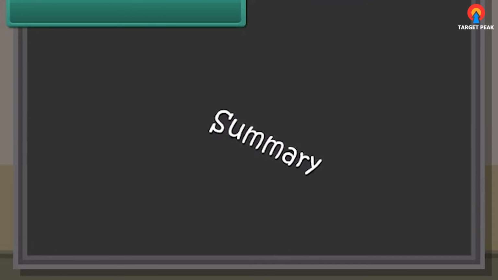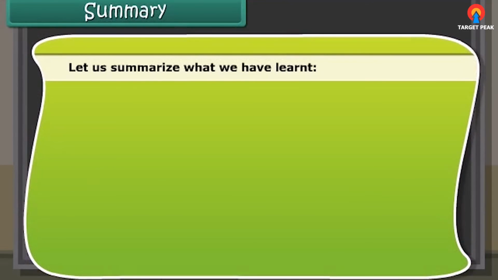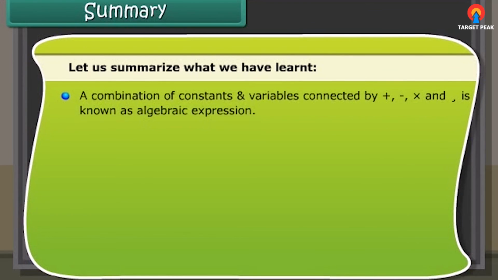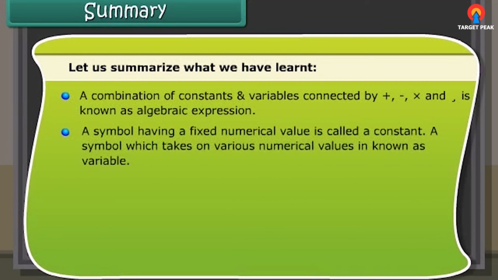Summary. Let us summarize what we have learned. A combination of constants and variables connected by plus, minus, times and division is known as an algebraic expression. A symbol having a fixed numerical value is called a constant. A symbol which takes on various numerical values is known as a variable. Terms are added to form expressions.